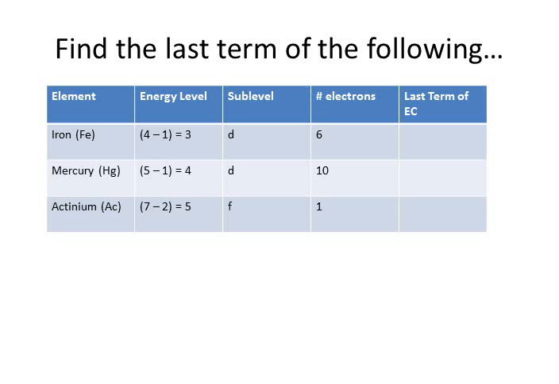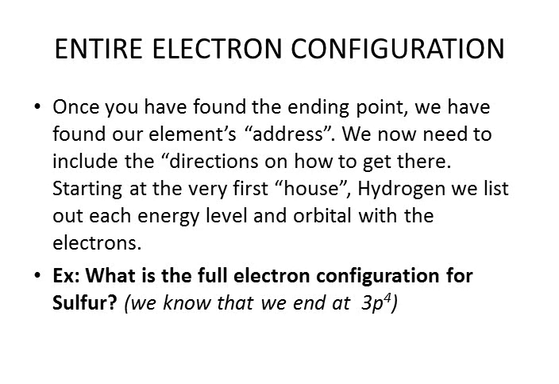So when I put all of these things together, the energy level, sublevel, and number of electrons, I get my last term, which was 3d6, 4d10, and 5f1. So how can I use this to write the configuration? Well, you found the ending point, which is kind of like our element's address.